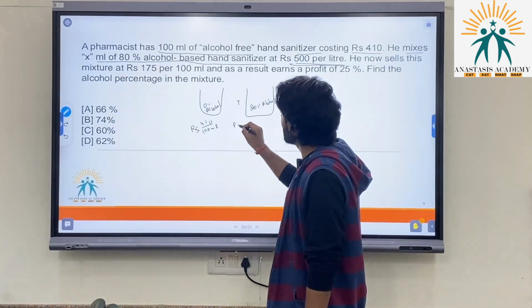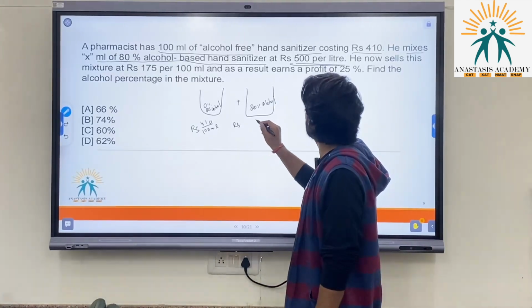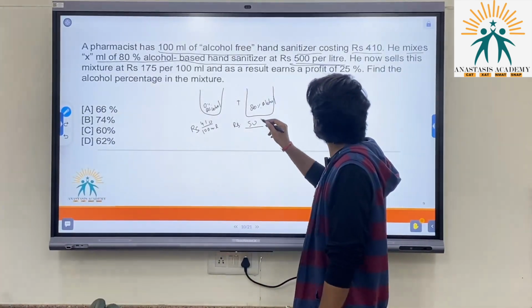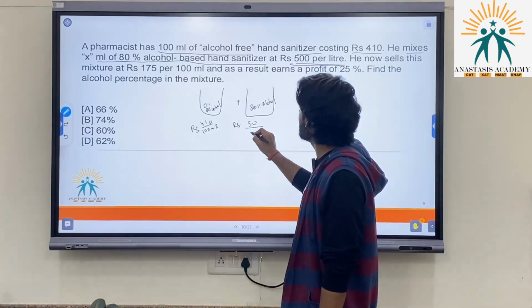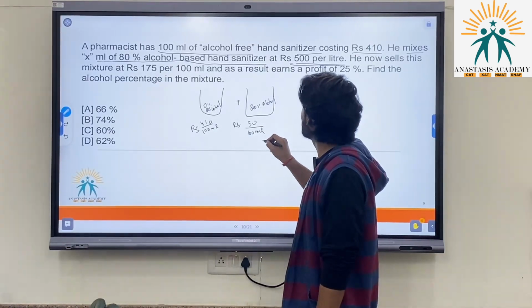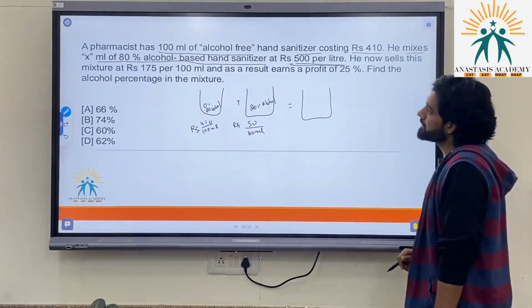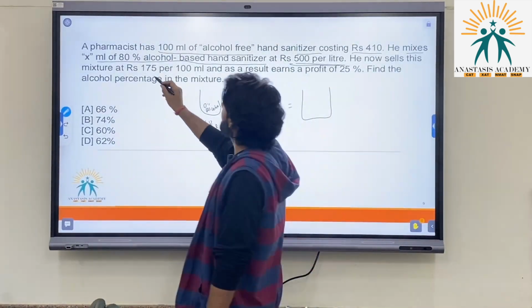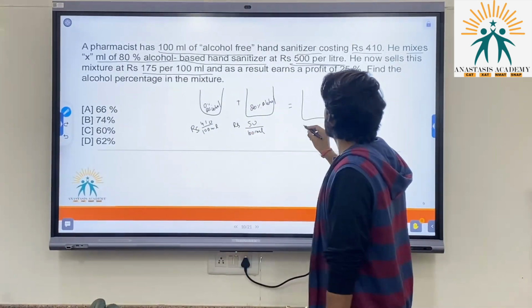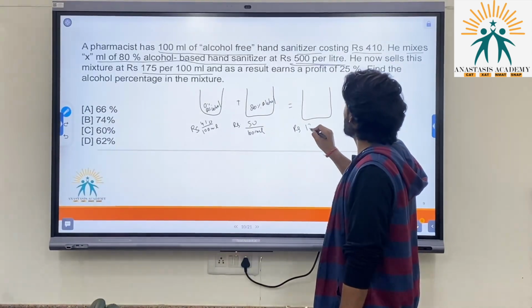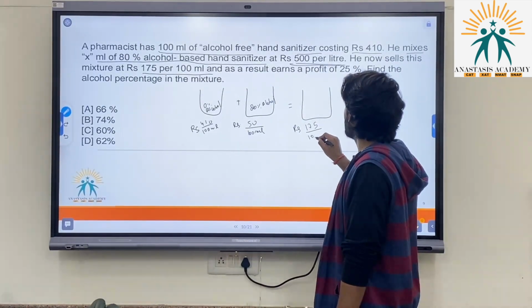I am finding the rate per 100 ml. So it will sell for 50 per 100 ml. Now I am getting the mixture. Now he sells this mixture at rupee 175 per 100 ml. So he is selling this mixture at 175 per 100 ml.